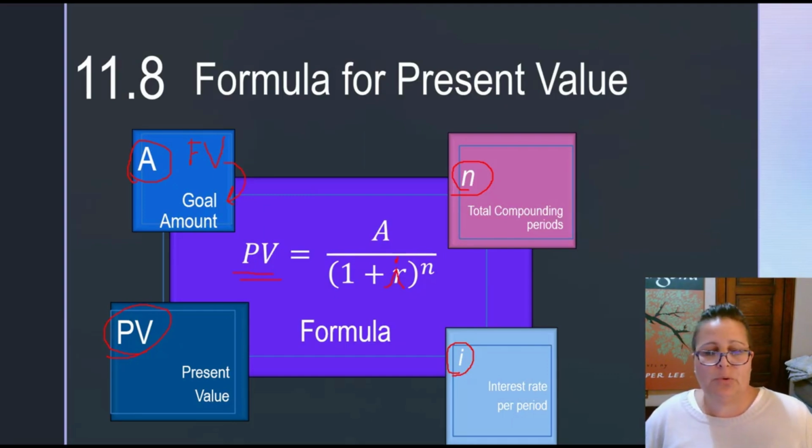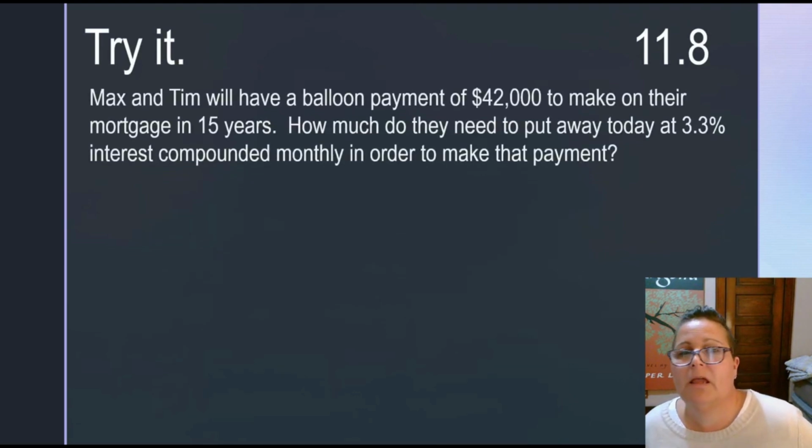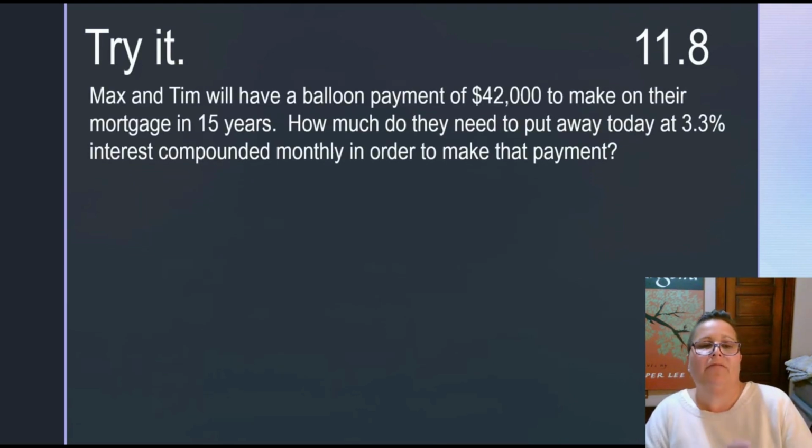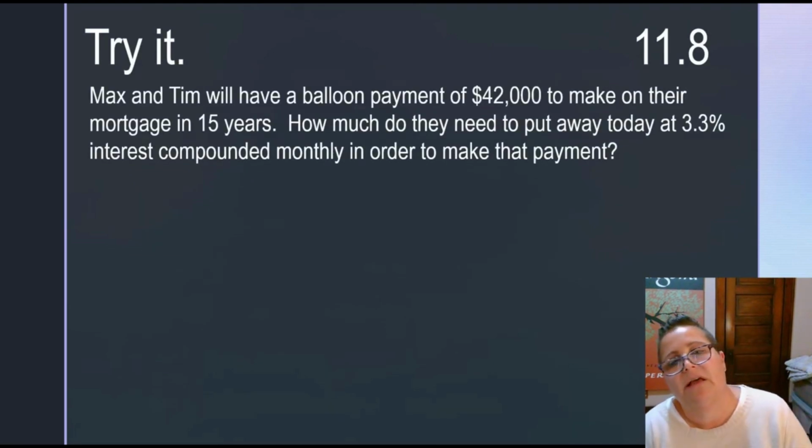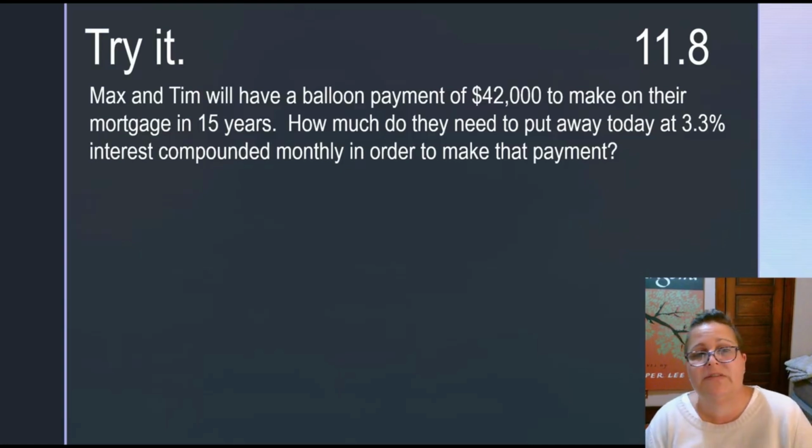All right, so let's try a problem. Here we have Max and Tim, who will have a balloon payment of $42,000 to make on their mortgage in the next 15 years. How much do they need to put away today at 3.3% interest, compounding monthly, in order to make that payment? Now, I know I have to use the formula on this one instead of the tables because my interest rate is not a whole percent.